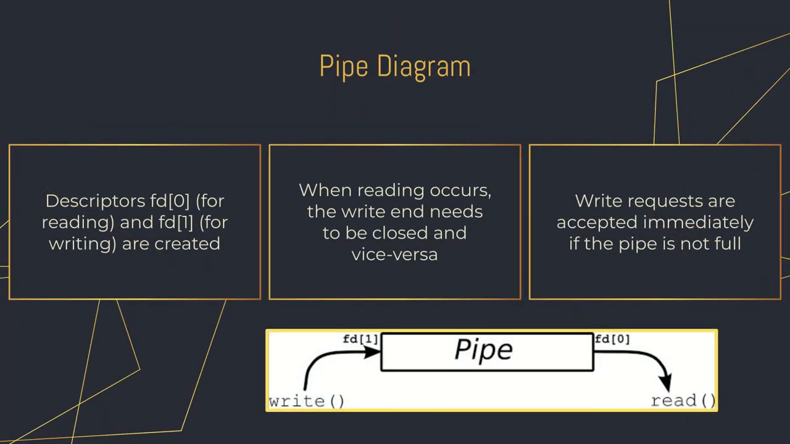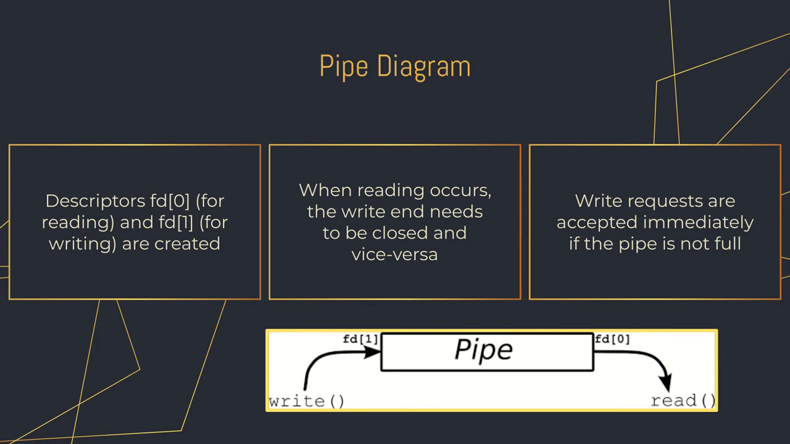So here we have the diagram of a pipe where FD1 denotes the writing descriptor and FD0 denotes the reading descriptor. Now, a reading process will be blocked if it attempts to read more bytes than there are in the pipe. That means that the pipe has a fixed length, and if the reading process tries to read more than there are bytes in the pipe itself, then it gets blocked. And in the same way, if the pipe is full and the write process attempts to write in it, the write request is not accepted.